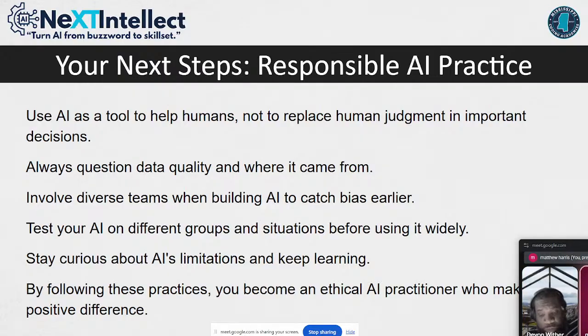So for responsible AI practice, your next steps: use AI as a tool to help humans, not to replace human judgment in important decisions. Always question data quality and where it came from. Involve diverse teams when building AI to catch bias earlier. Test your AI on different groups and situations before using it widely. Stay curious about AI's limitations and keep learning. By following these practices, you become an ethical AI practitioner who can make a positive difference.